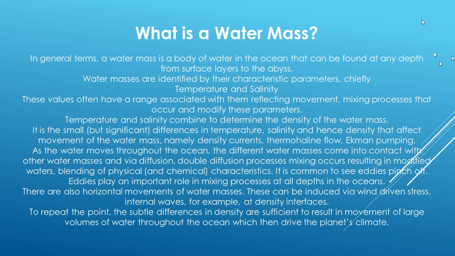As the water moves throughout the ocean, the different water masses come into contact with other water masses, like I was just describing, and via diffusion and double diffusion processes, mixing occurs, resulting in modified waters, the blending of the physical and also the chemical characteristics.